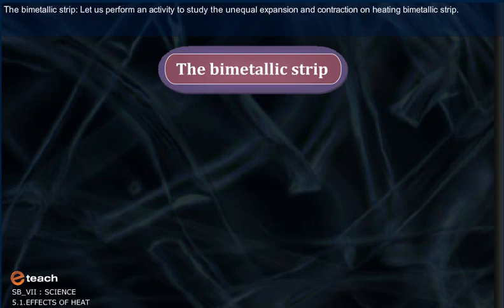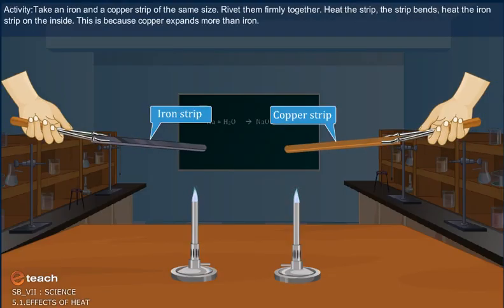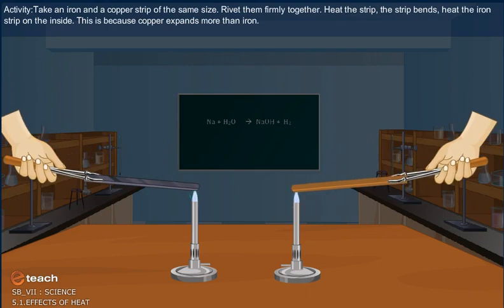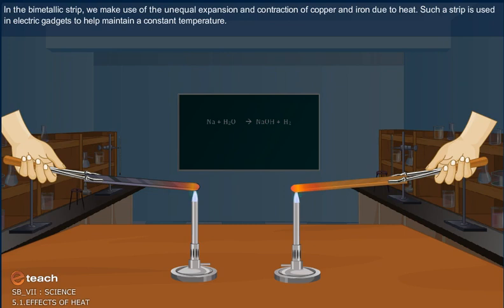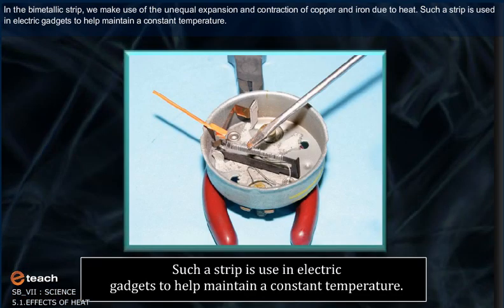The bimetallic strip. Let us perform an activity to study the unequal expansion and contraction on heating a bimetallic strip. Activity: take an iron and a copper strip of the same size. Rivet them firmly together. Heat the strip. The strip bends. The iron strip is on the inside. This is because copper expands more than iron. In the bimetallic strip, we make use of the unequal expansion and contraction of copper and iron due to heat. Such a strip is used in electric gadgets to help maintain a constant temperature.